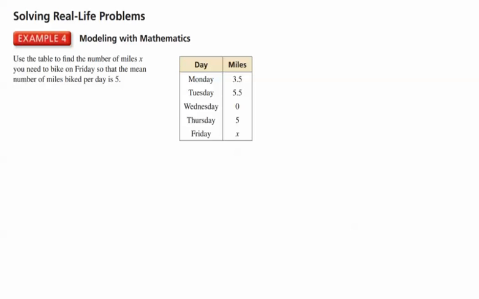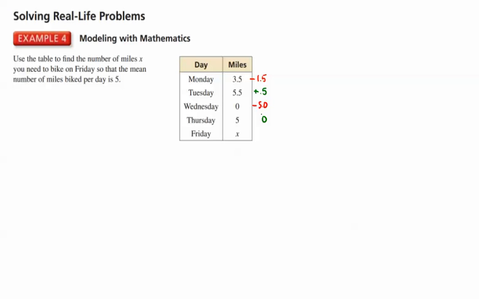So let's think about what we have, just as we did in the introductory video. Our average should be 5 miles a day. On the first day, we are below average by 1.5. On the second day, we're over the average by 0.5. On the third day, we didn't ride at all, so we're down 5.0. On the fourth day, we're right at the average, so we're neither over nor under.